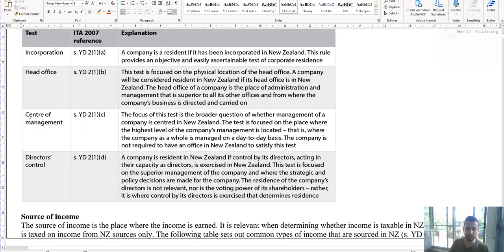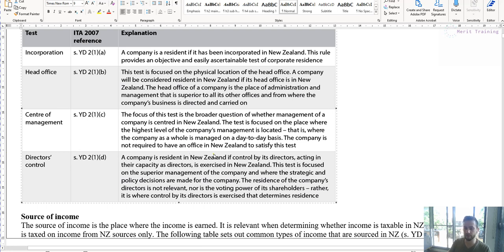Number 3 is centre of management. This is a broader question of whether the management of the company is centred in New Zealand. And this is a bit of a grey area sometimes. If you've got a company like Apple, for example, head office is in the US, incorporated in the US, maybe they're operating a branch entity or just a permanent establishment in New Zealand. So it wouldn't satisfy these ones, so it's more about control and management. Where is that management? Is that delegated entirely from the US, or is there some form of control in terms of managing the day-to-day basis in New Zealand?